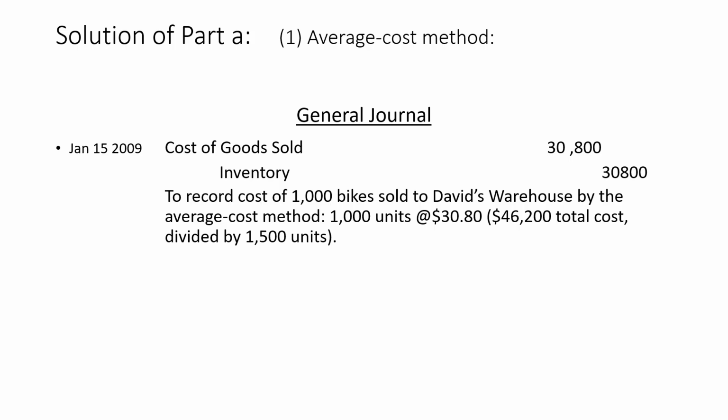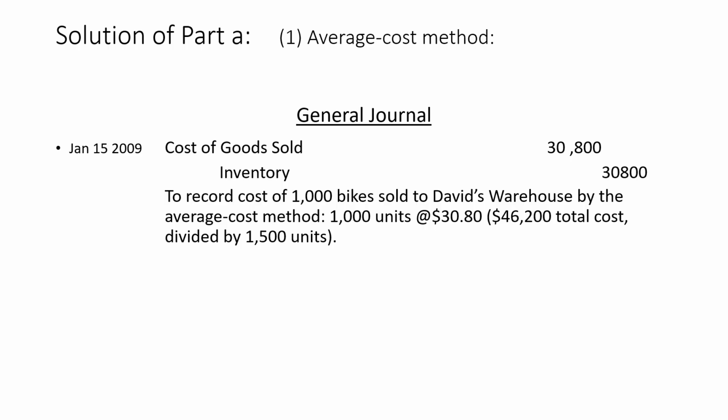As you can see on the screen, inventory is credited and the debit is cost of goods sold, CGS. First we write the date, January 15, the date of sale. CGS, cost of goods sold, which is an expense account by nature, would be debited and the inventory account would be credited. But how do we get this amount of 30,800?